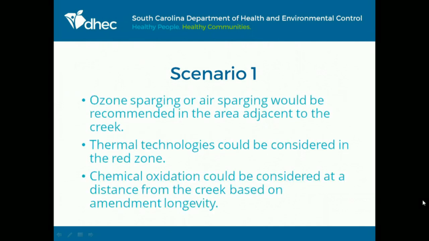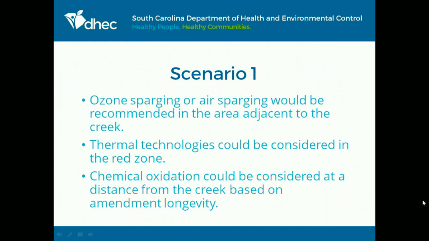Another idea would be, let's go ahead and capture it with groundwater pump and treat, because we don't want any more to get in the creek. You don't have to do innovative technologies when a conventional technology works. Maybe again, that's up to the facility and what they're willing to do, and if they want to install a pump and treat system. Some of them don't, but some of them might. So that would be another option.